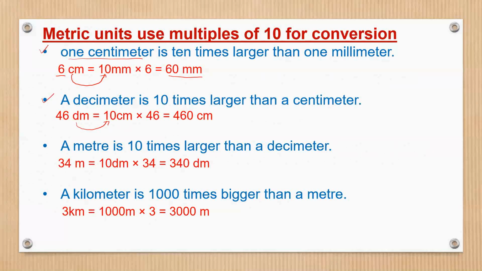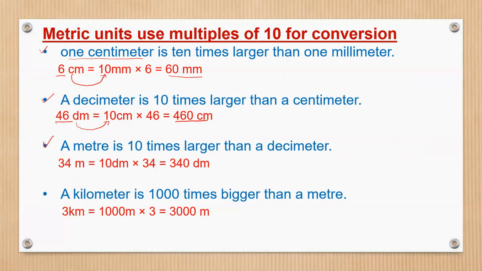1 decimeter is 10 times larger than a centimeter. So 1 deci equals 10 centimeters. That's why 46 decimeters is going to be 460 centimeters.